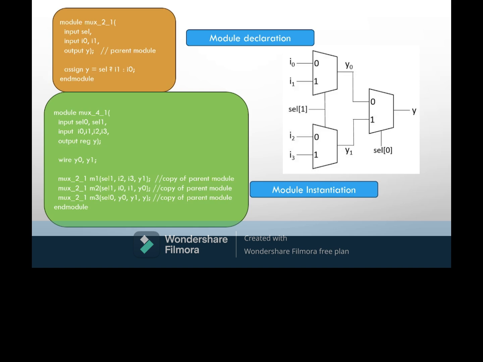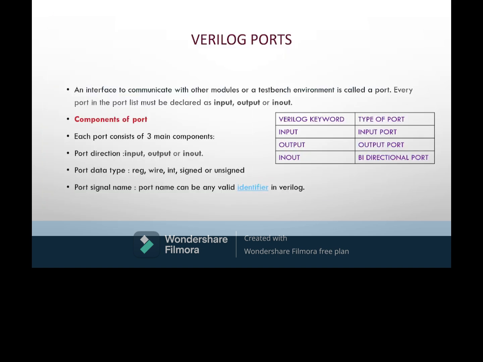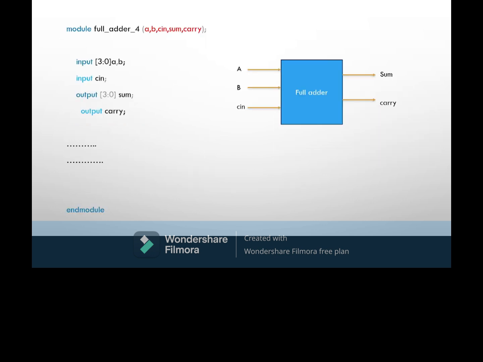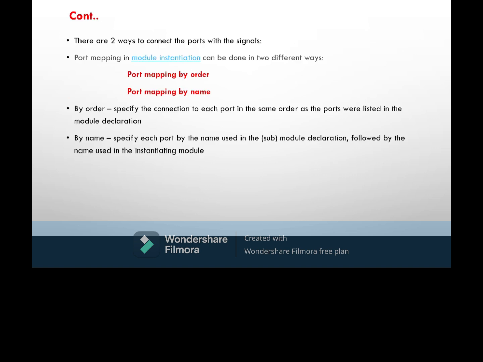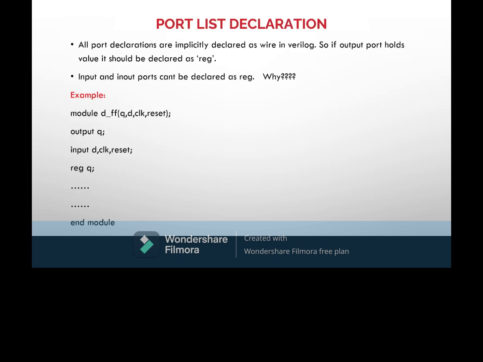I have also discussed various examples on this instantiation, and then coming to ports. Basically, in Verilog we have three types of ports: input, output, and inout. We have also seen how we are going to write these ports in different styles in Verilog. And then we have also seen port connection rules. Here, input ports cannot be considered as reg, the register data type.